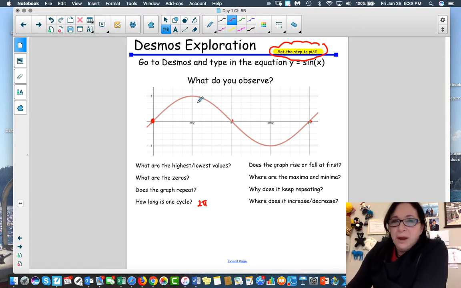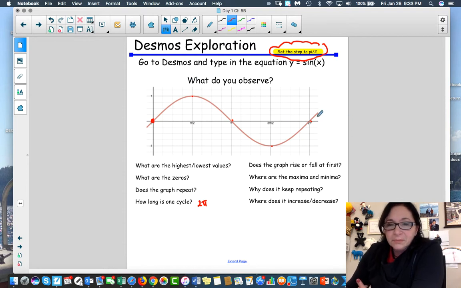If it's a sine graph, it's going to rise first and then fall. Our maximum and minimum are 1 and -1. Why does it keep repeating? It's because it's periodic. And where does it increase or decrease? So it increases from 0 to pi over 2, and it increases from 3 pi over 2 to 2 pi, etc. And where does it decrease? It decreases from pi over 2 to 3 pi over 2. Okay.